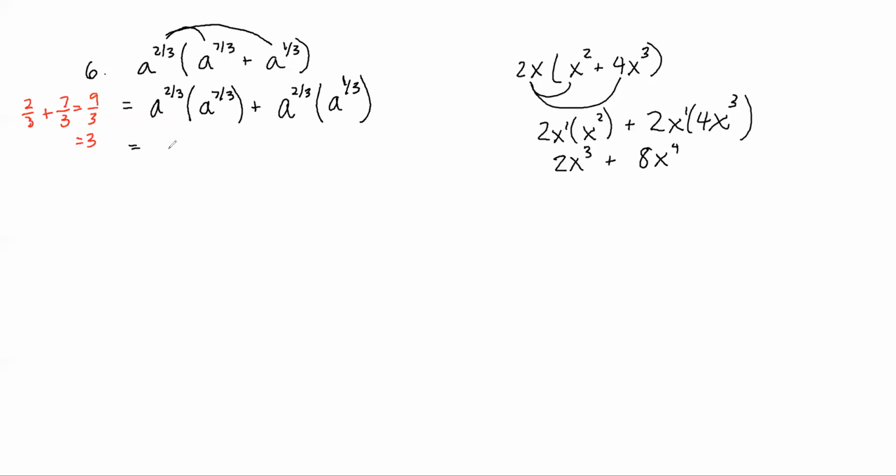So we have A to the 3rd plus, now if we add our exponents over here, we have 2/3 plus 1/3. Again, we already have a common denominator. We get 3/3, which is the same thing as 1. So we just get A to the first, which is the same thing as A cubed plus A.